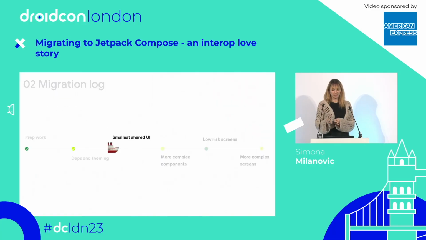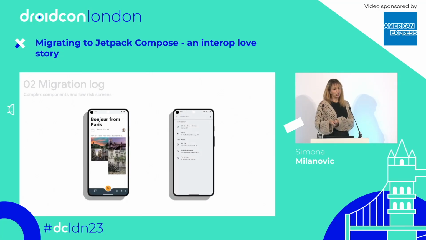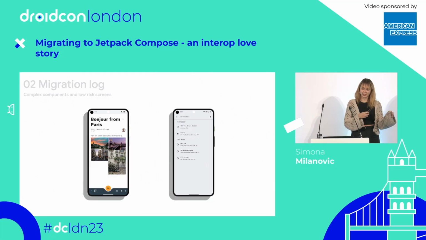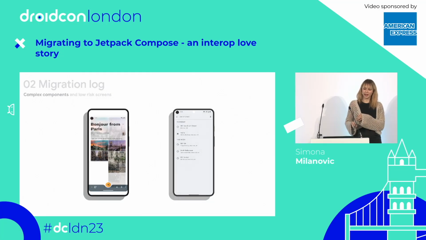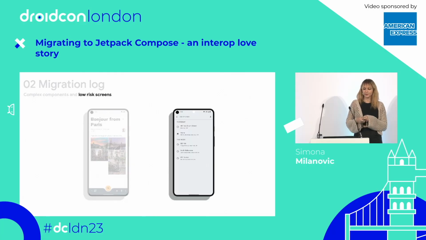So another one bites the dust. We're moving on to the next one. So this task actually deals with more complex components, but for the efficiency of this talk, we're actually going to merge it with the following step. So our candidates for complex components and low-risk screens in reply are a staggered grid of images attached to an email and a fairly simple search screen.